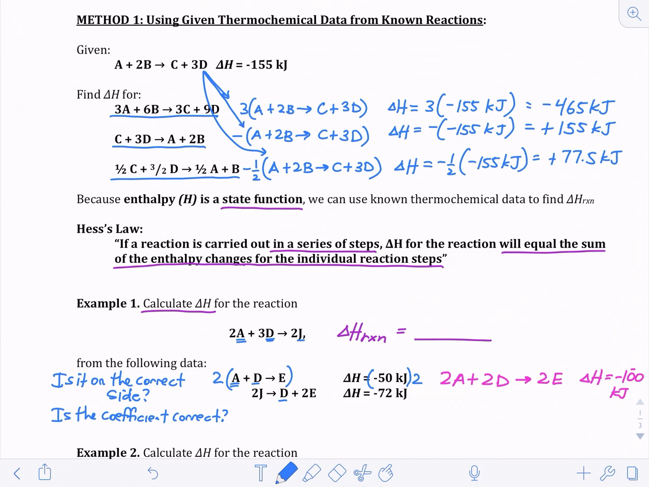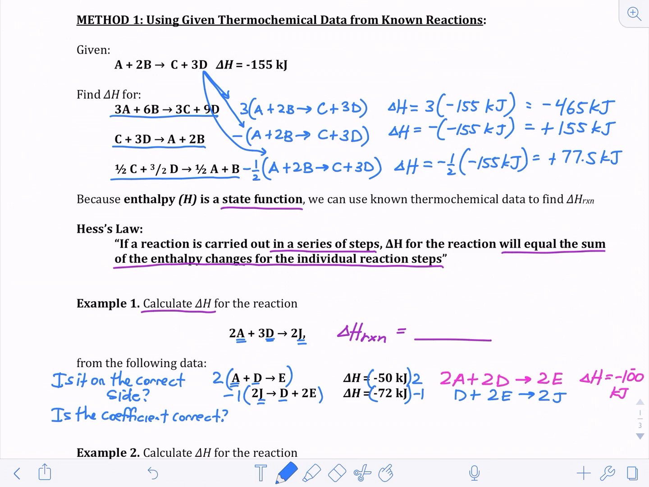So I'm going to go on to J. J is only in the second one. So I find J, and I'm going to ask myself those same two questions. Is it on the correct side? No. So I know I'm going to have to flip it around, which means I'm going to have to flip the sign of my delta H. Does it have the correct coefficient? Yes. It's a 2 in the unknown. It's a 2 in the known. So I don't have to multiply it by any other factor than 1. So now I'm going to flip that around and get D plus 2E goes to 2J.